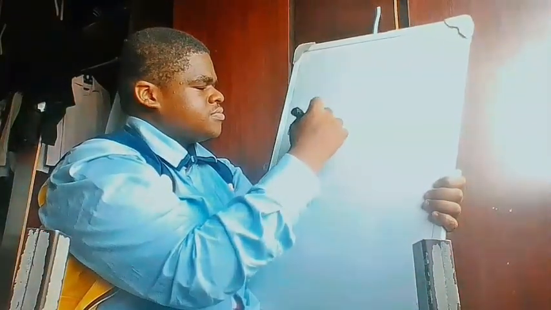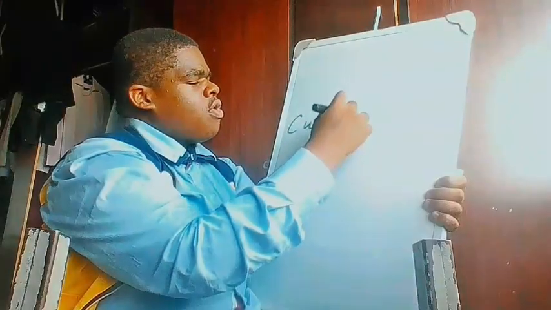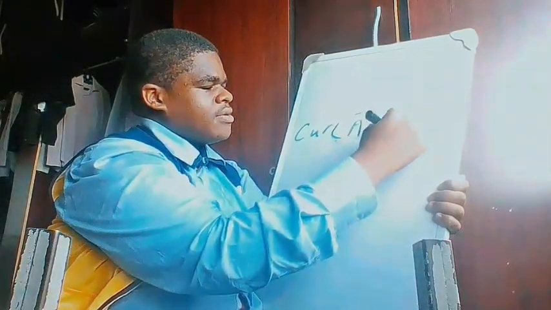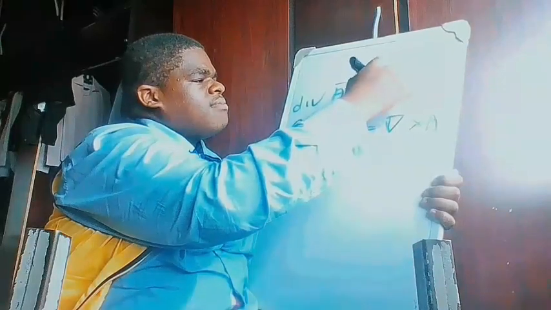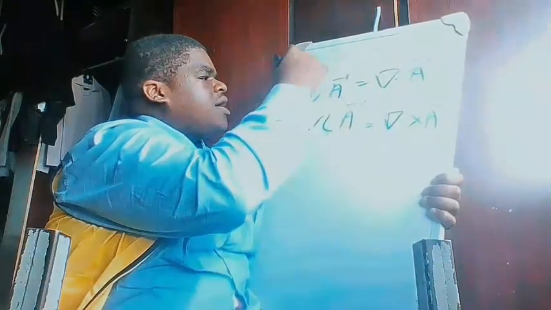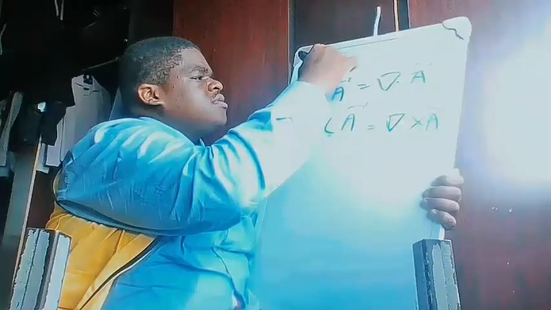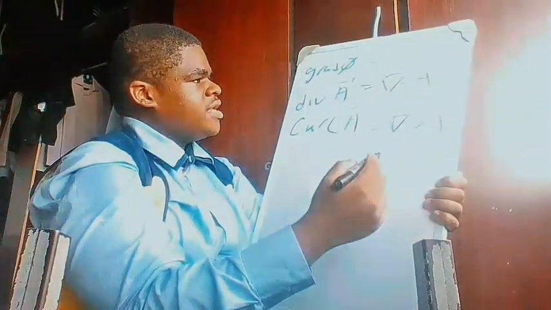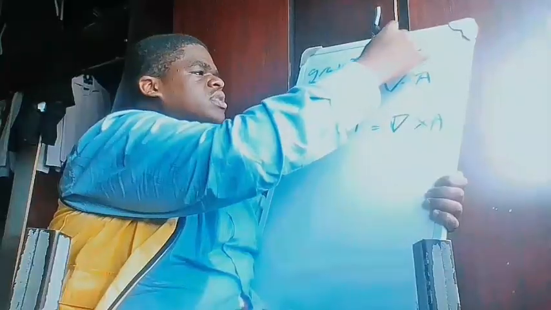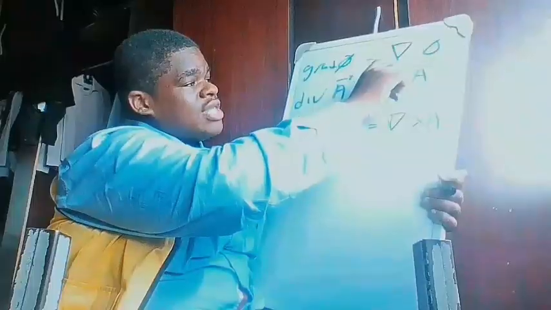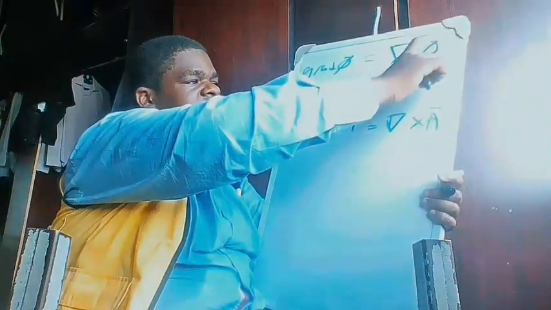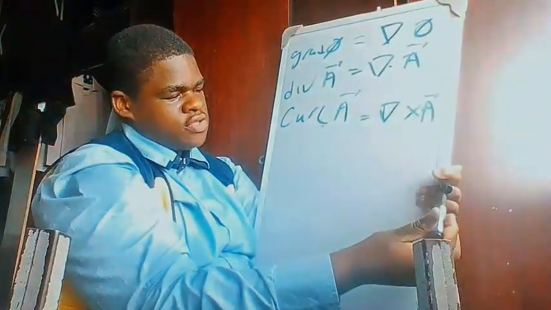Now, how do you find the curl of vector A? The curl of vector A is equal to nabla cross A. So with these three points, the divergence of vector A is equal to nabla dot A, and the gradient of a scalar field phi is equal to nabla phi. Nabla is a vector. Phi is a scalar, and A is a vector.